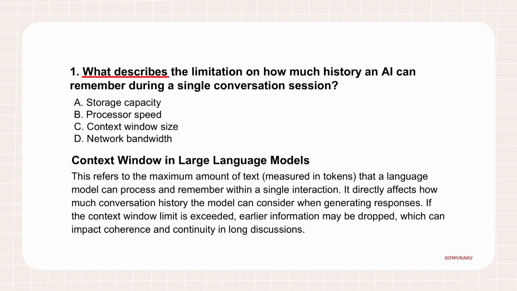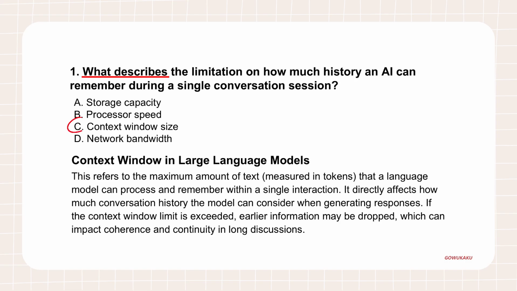But in computer science terms, storage usually refers to the hard drive, the long-term memory on the server. That isn't what's happening here. The correct answer is C, context window size. Let's unpack that. Why context window? Think of the context window as the AI's working memory, or its attention span. It is measured in tokens.